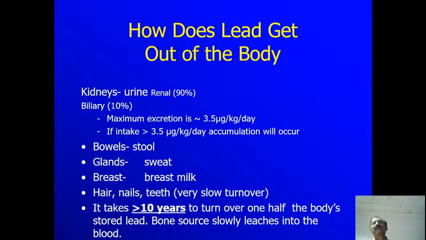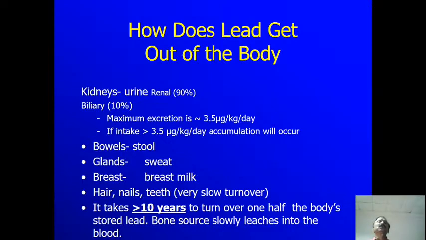So there are only two ways that it comes out: 90% from the urine and 10% from the biliary tract. From the bowels, it is not much. From the biliary tract, the maximum excretion is 3.5 micrograms per day. So if the intake is more than 3.5 micrograms per day, accumulation occurs.